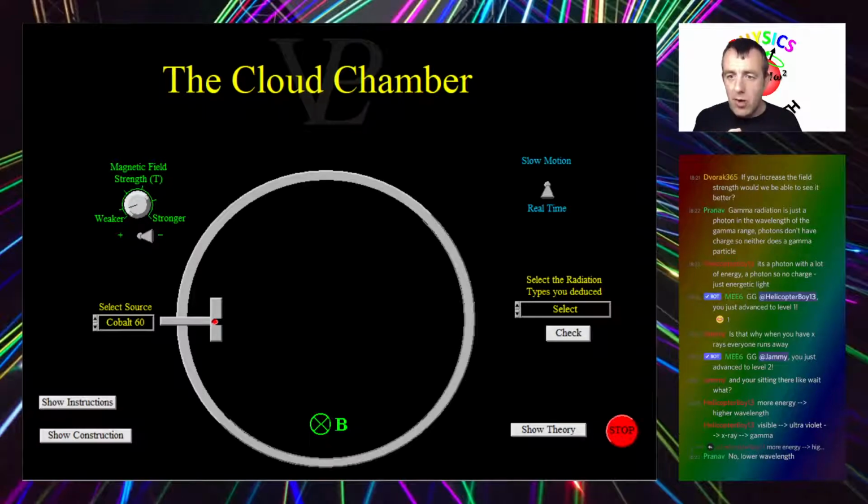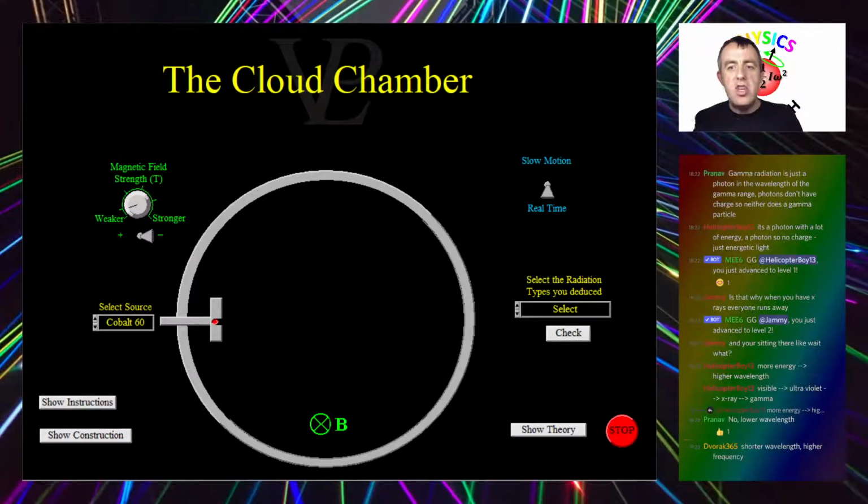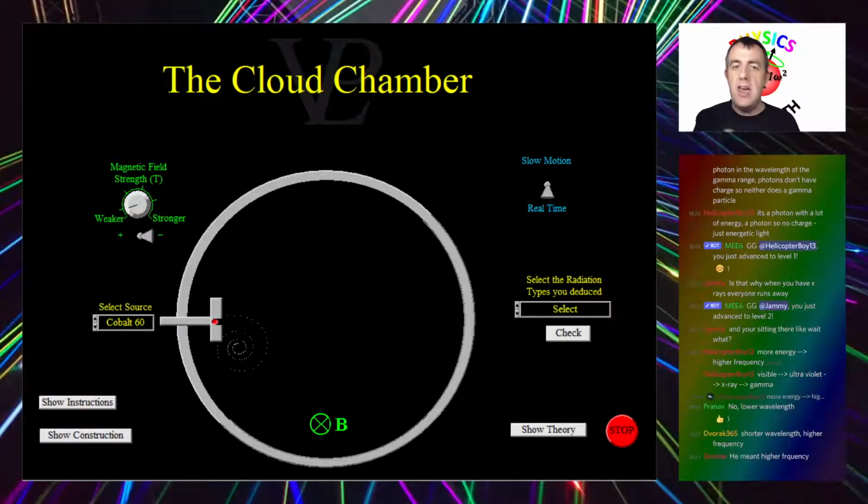In terms of more energy, no, more energy equals lower wavelength, which Pranav's picked you up on. But it's true that usually we teach visible light, ultraviolet, X-rays, gamma rays. And it's true that the most energetic gamma rays have more energy than the most energetic X-rays. That's true. But what really separates them is where they're from. Because it is possible to get X-rays with higher energy than electromagnetic radiation emitted from the nucleus. There is an overlap. He meant higher frequency. Yes, he did.